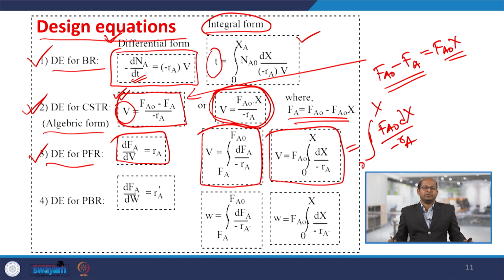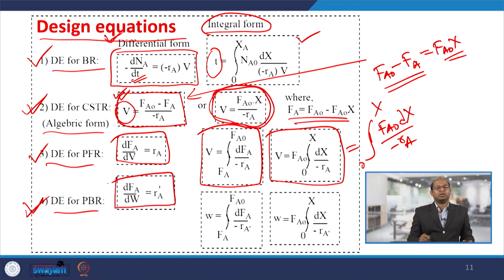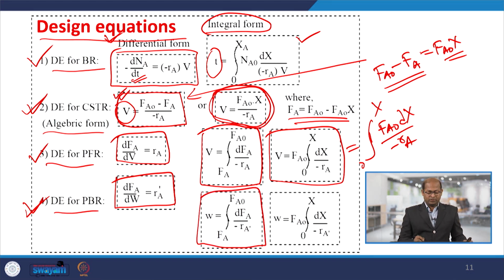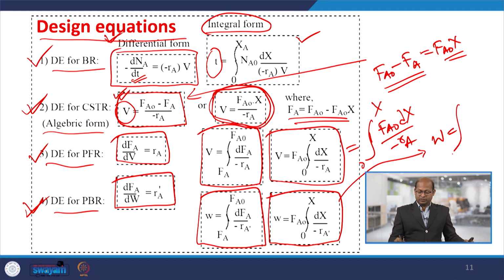Similarly, the design equation for packed bed reactors also we have discussed. So, dF_A by dW equals to r_A prime, and then the integrating form is W equals to integral F_A to F_A0 dF_A by minus r_A prime. So, that is the integrated form of the design equation for packed bed reactor. If we express in terms of conversions, then we are getting W equals to F_A0 integral 0 to x dx by minus r_A prime.